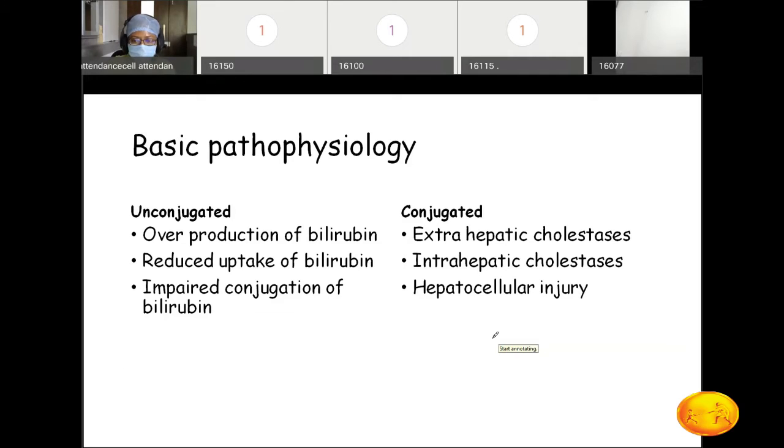Okay, so hepatocellular injury. So these are the three ways where you can get your conjugated and unconjugated hyperbilirubinemia.